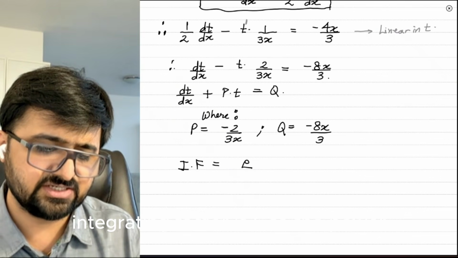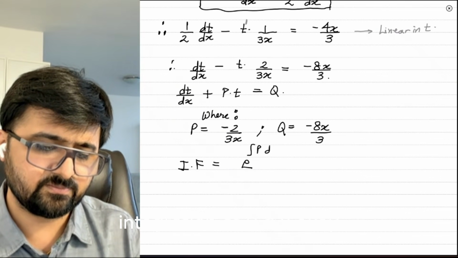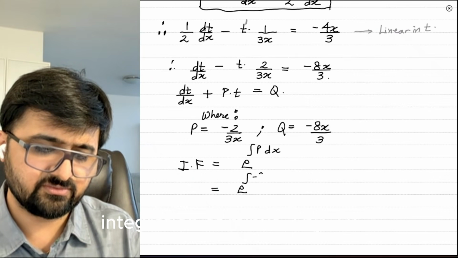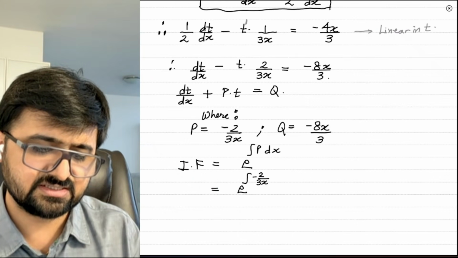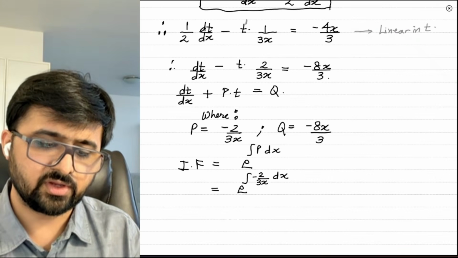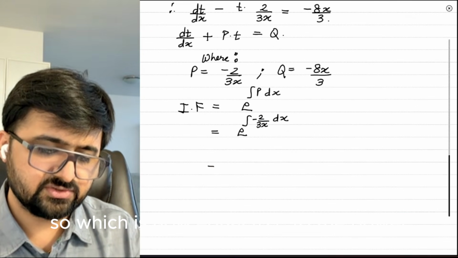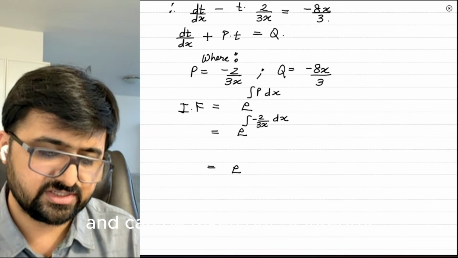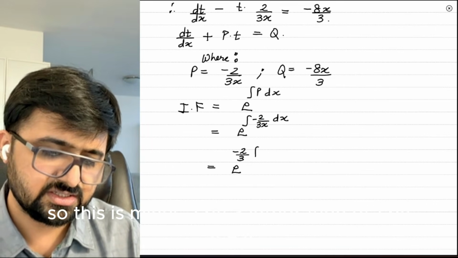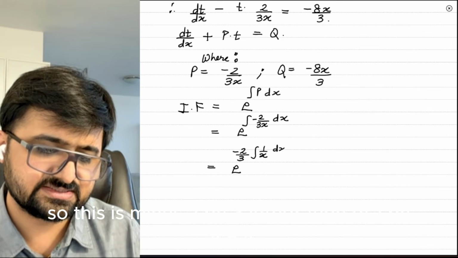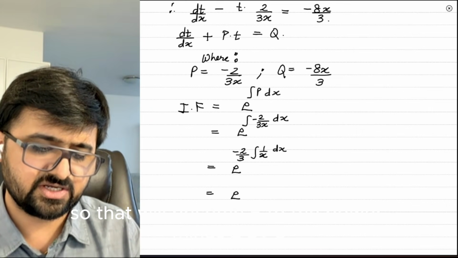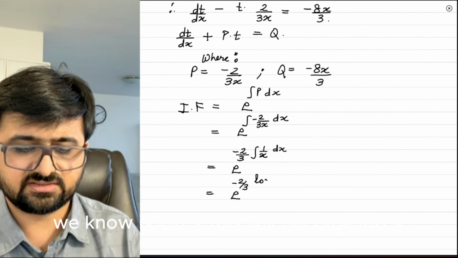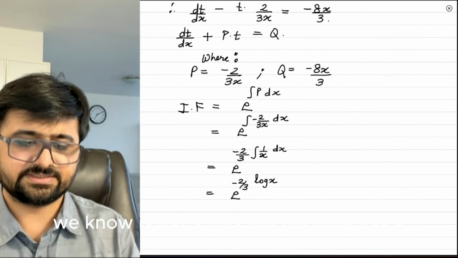Let's first find the integrating factor. Integrating factor is e to the power integration of p dx, which is equal to e to the power integration of minus 2 by 3x dx. This minus 2 by 3 is constant and can be taken out of the integral. So this is minus 2 by 3 integration of 1 by x dx. So that will become e to the power minus 2 by 3, and integration of 1 by x we know is log x.